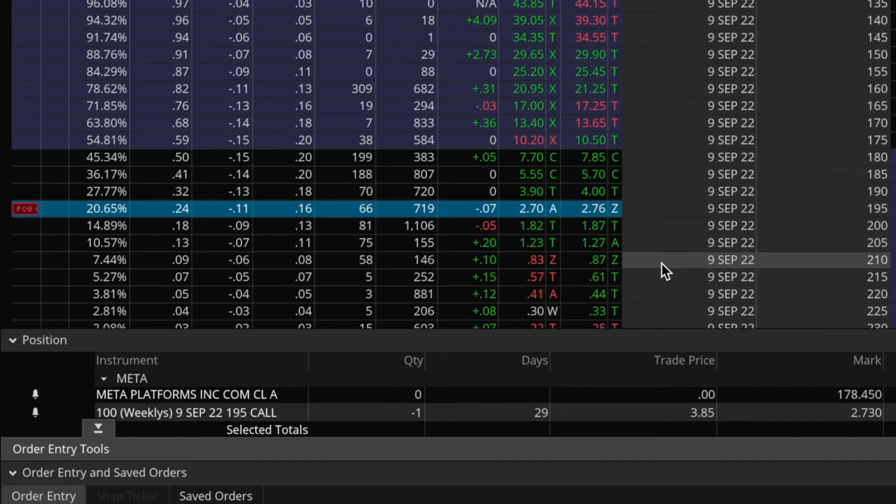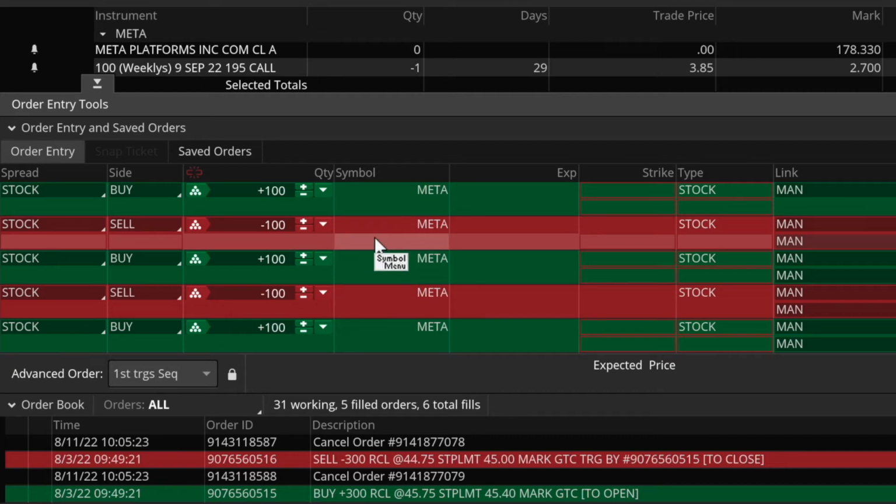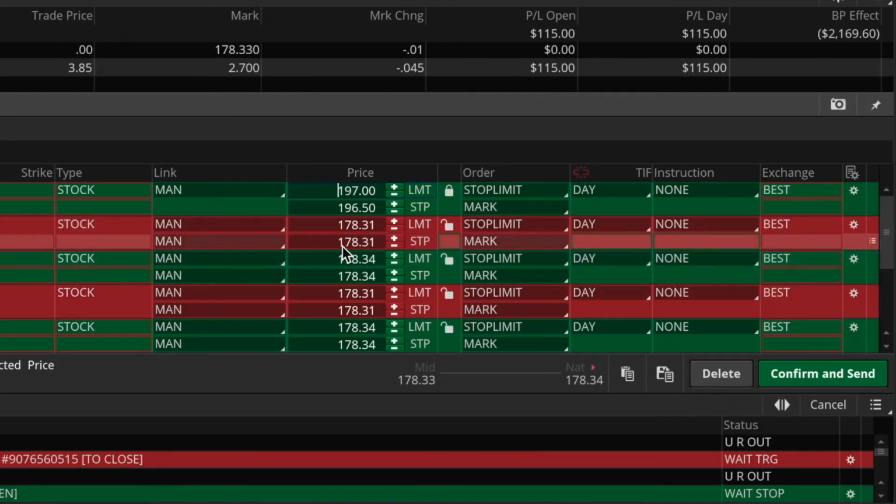But then of course, what happens if Meta Platforms goes back down below my call strike here? Well, at that point, I have to sell my shares and get rid of them. In which case, after this first order gets executed, then the second order here will become active. And this one, as you can see, is a sell order to sell my exact 100 shares of stock. And all I have to do here is configure my stop and my limit prices. So for my stop price, I'll set that to exactly my strike price of 195. And then for the limit price, I'll set that to 194.50.